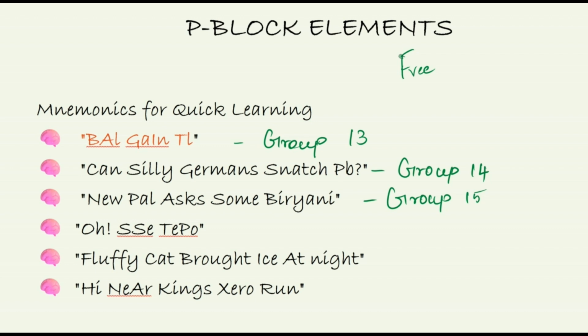Now group 15: New pal assam biryani. So the nitrogen family: nitrogen, phosphorus, arsenic, Sb antimony, and then bismuth. So New pal assam biryani is sorted.